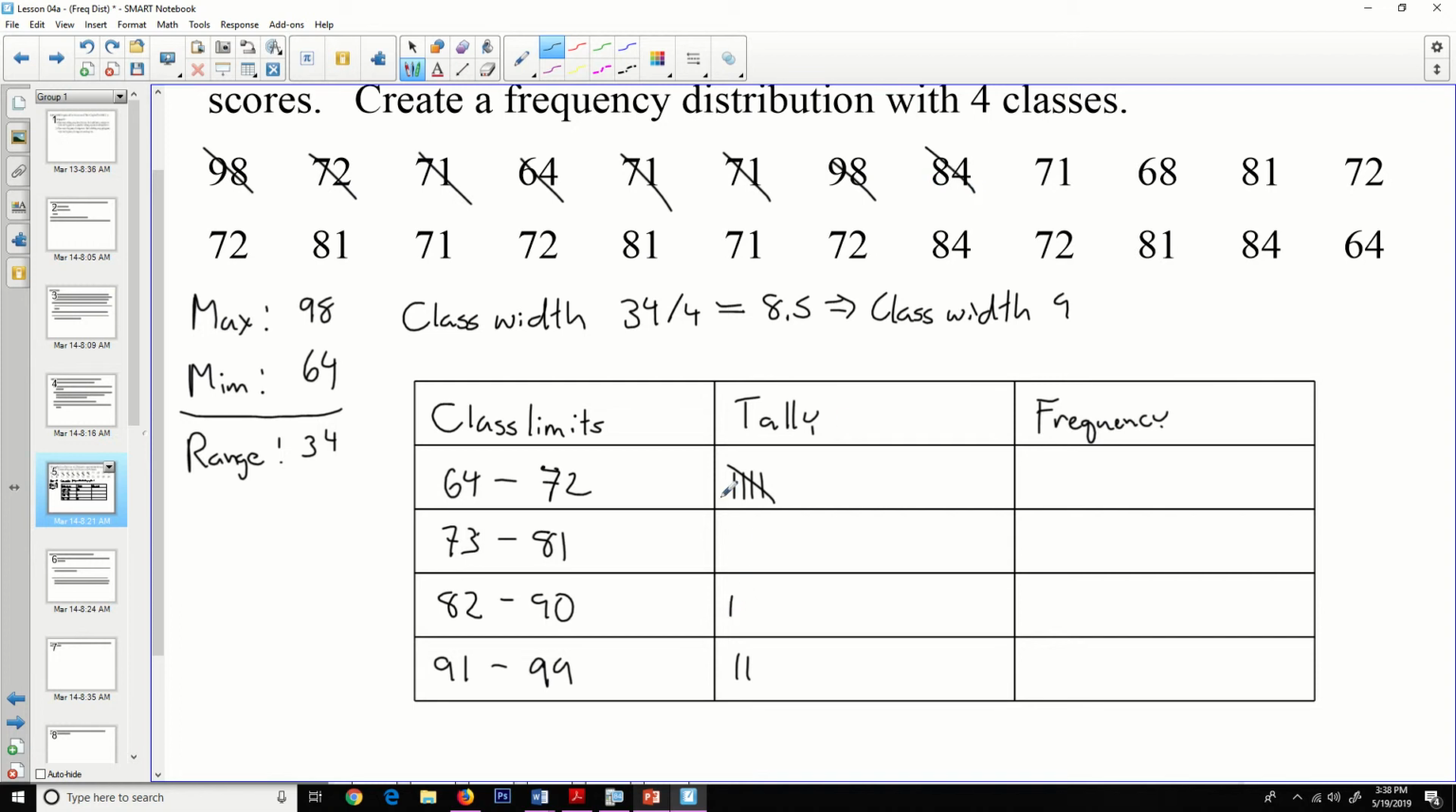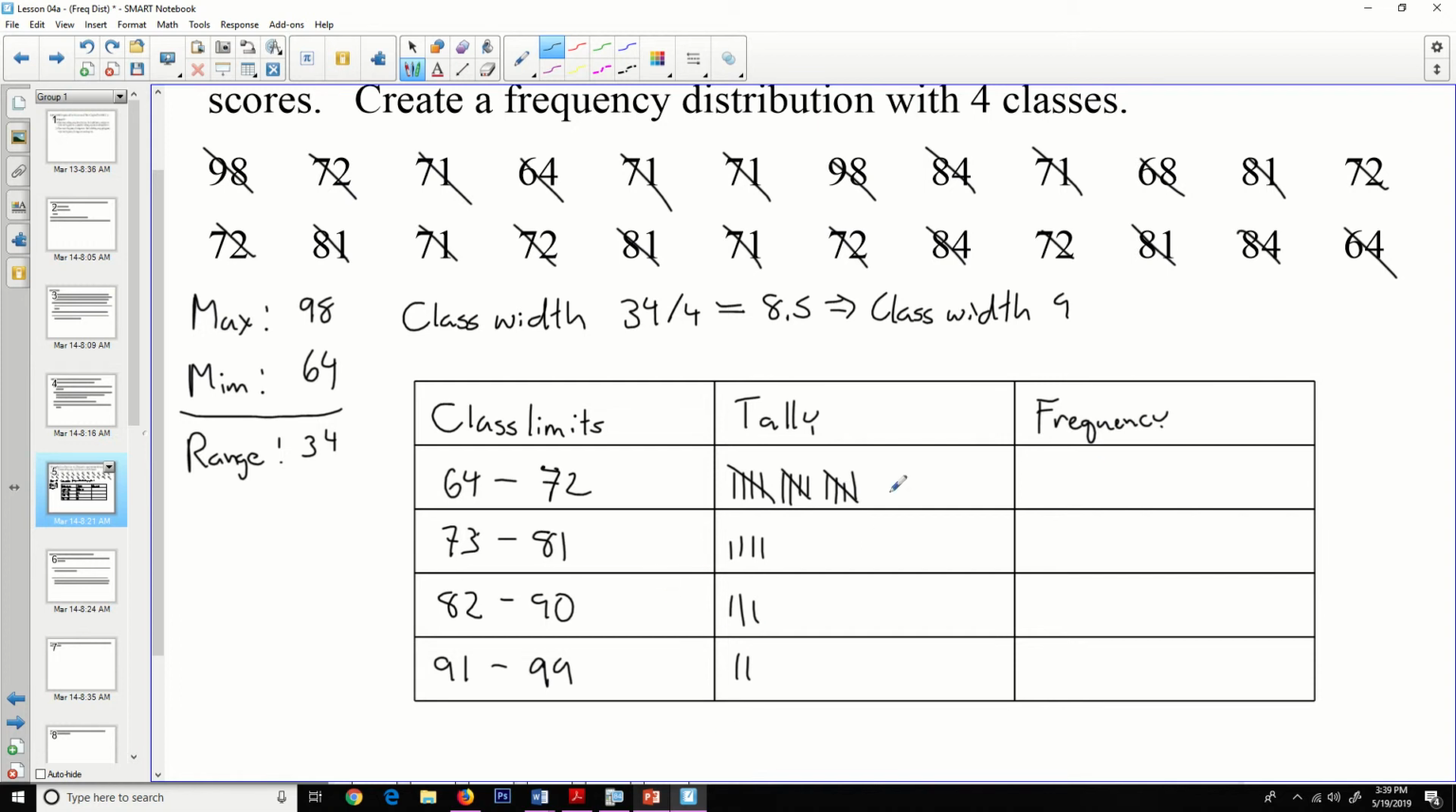84 will be the first one in the third class. 71 goes in the first class again. 68 goes there. 81 goes there. 72 goes there. 72 again goes there. 81 goes there. 71 there, 72 there, 81 there, 71 there, 72 there, 84 there, 72 goes there, 81 there, 84 there, and then 64 goes there.